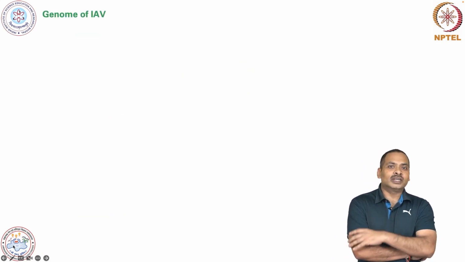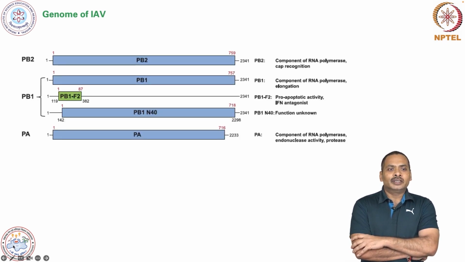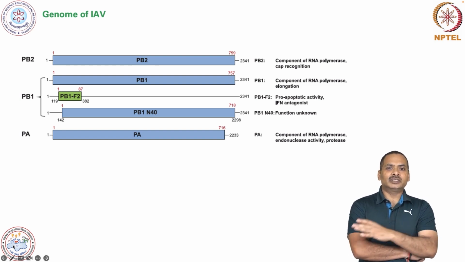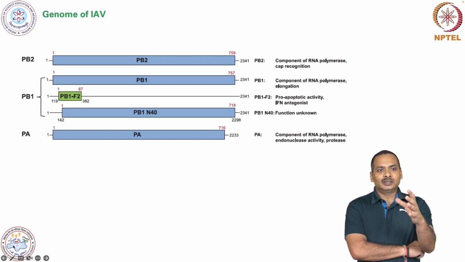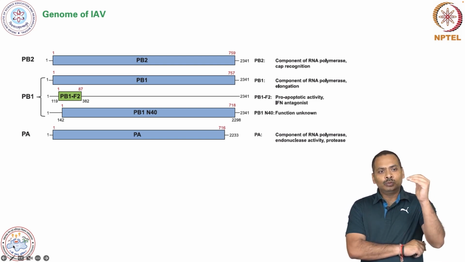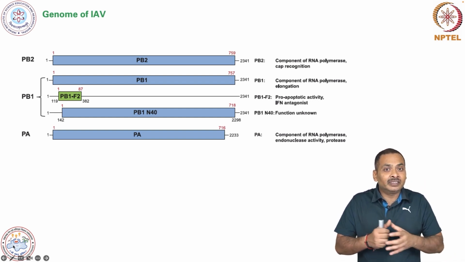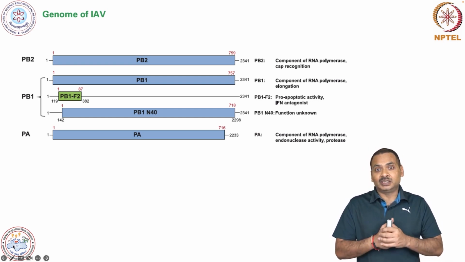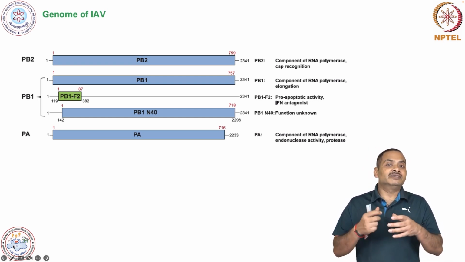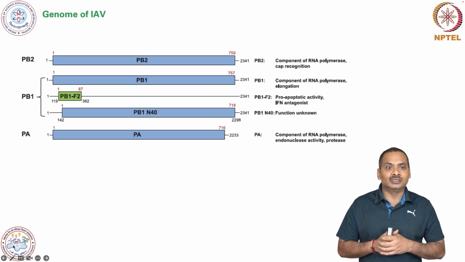Now let us look at the genome of influenza A virus. So here it is the genome. Here you can see PB2, PB1 and PA. PB2, PB1 and PA make a complex which has RNA polymerase activity, and this RNA polymerase activity is needed in order to make more copies of influenza virus.